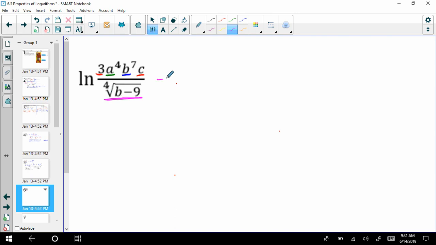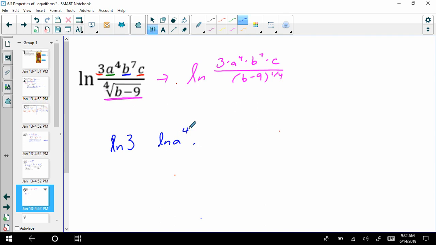And before I do that, I'm going to quickly rewrite this just so we can see the pieces. And on the bottom, instead of the 4th root, I'm going to write it as b minus 9 raised to the 1/4. Same thing. All right. So we have natural log 3, natural log a to the 4th, natural log b to the 7th, natural log c, natural log b minus 9 to the 1/4. 5 of them. Now let's figure out the operations between the first two.